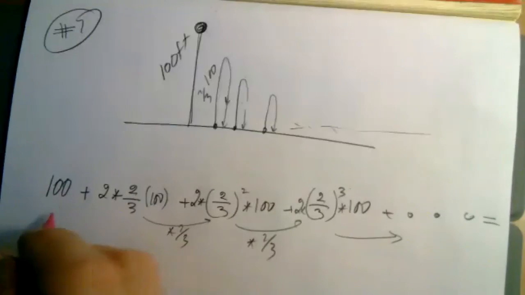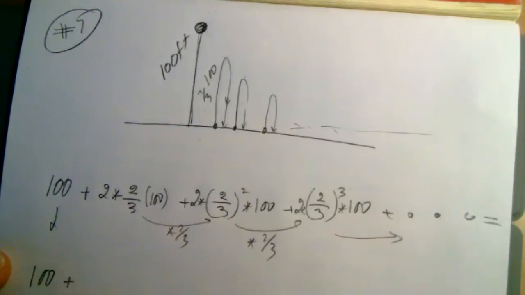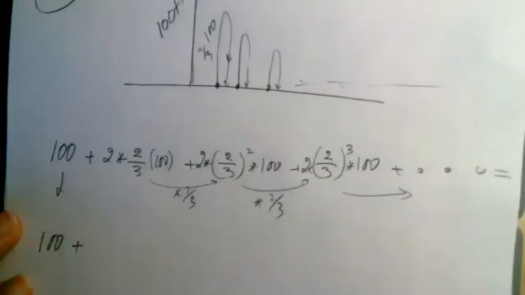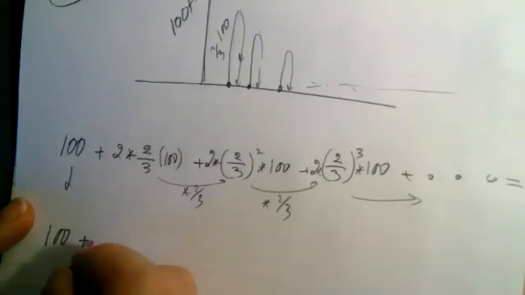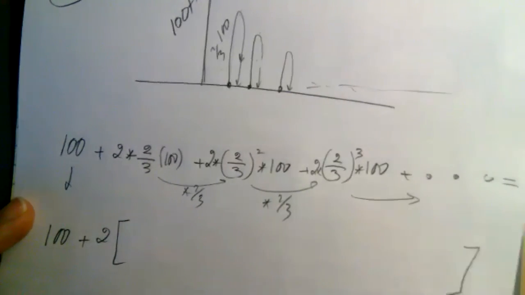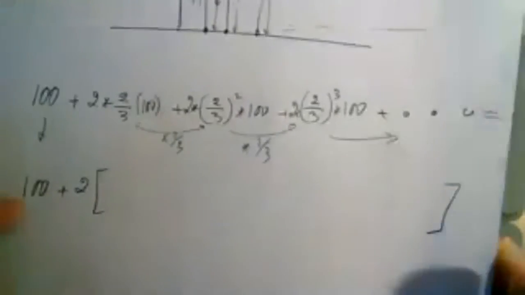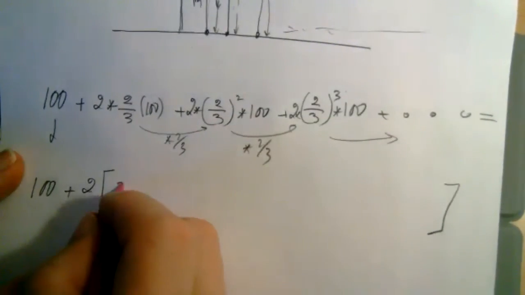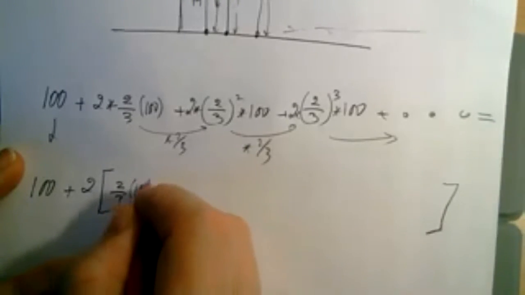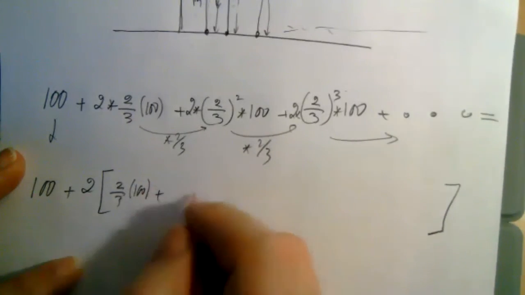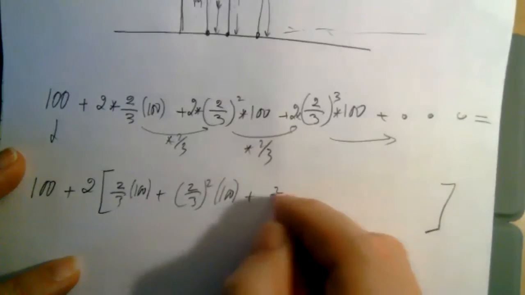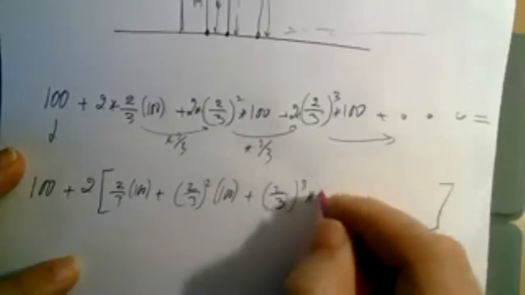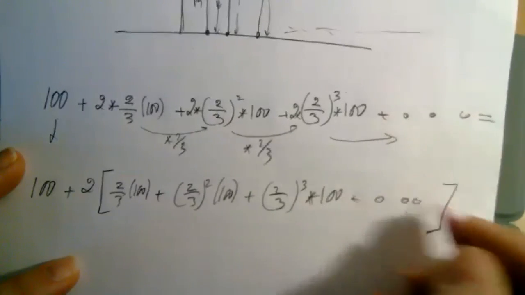So the first term is going to be off. It's going to stay by itself. And then after that, I'm going to compute the sum. One way you can, if you want, you can factor out the 2. You don't have to, but you can because it's clear: 2, 2, 2, 2, 2. And then I will be left with 2/3 times 100 plus 2/3 squared times 100 plus 2/3 cubed times 100 plus etc.